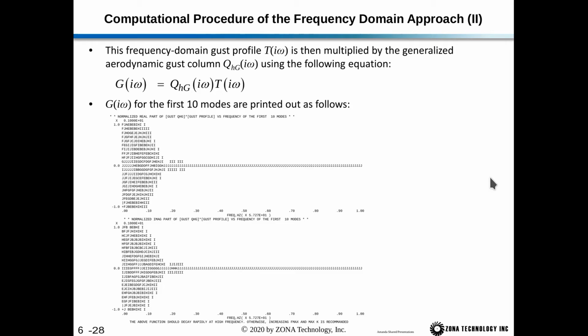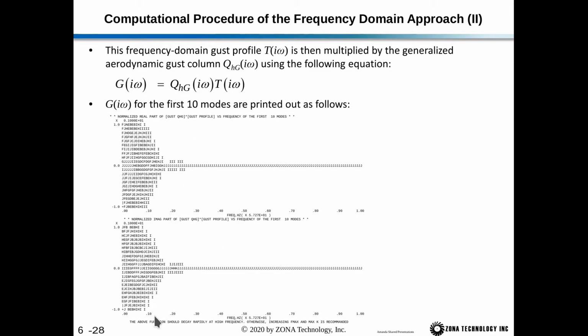Then next, the frequency domain Gust profile T of I omega is multiplied by the generalized aerodynamic Gust column QHG of I omega given by this equation. So G of I omega is just QHG of I omega times T of I omega. G of I omega for the first 10 modes are printed out in the output file as shown here. So this is our G of I omega. The first is the real part, and then the second one is the imaginary part.